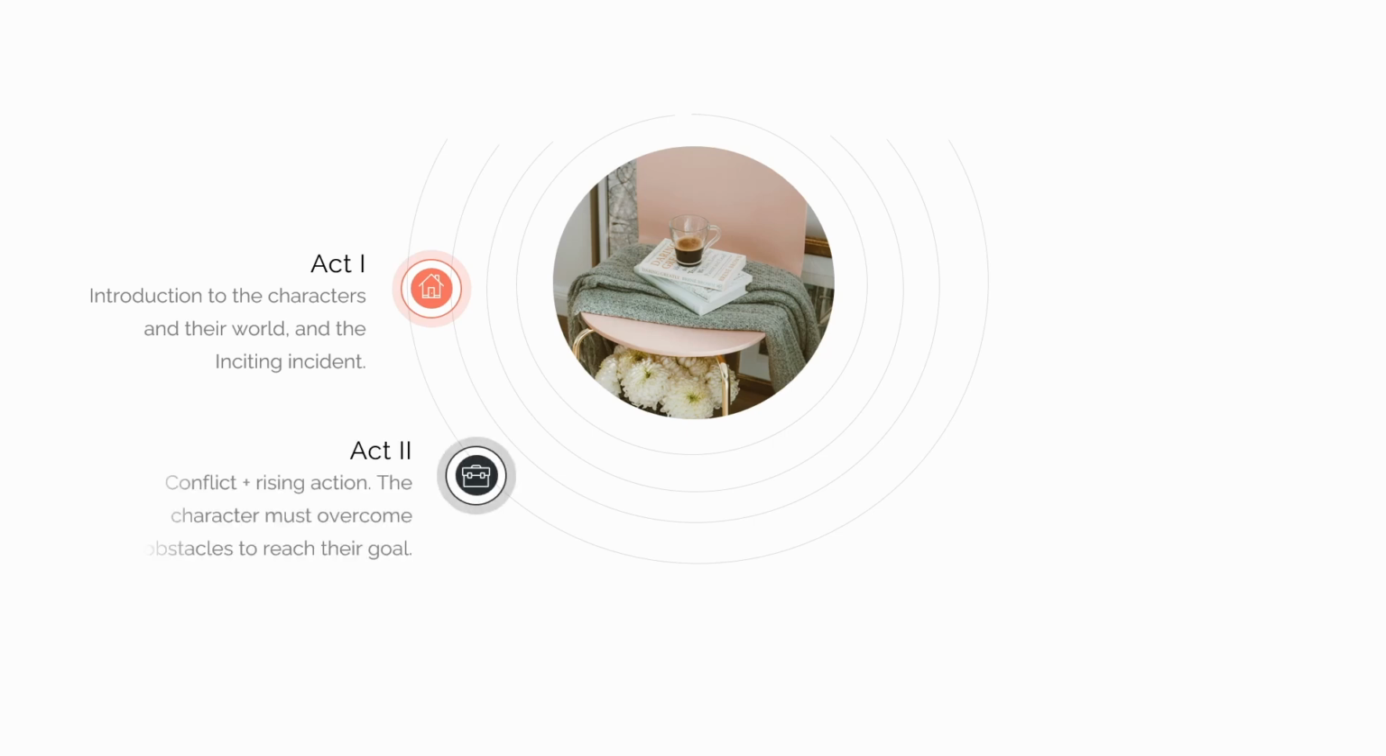So now we want to talk about the 5-act system. And actually the 5-act system is just the 3-act system split up into more acts, but it's actually the same thing. So if we look at it, Act 1 is the introduction to the characters and the inciting incident. Okay, same thing. And then we have Act 2, the conflict and rising action, which is the character must overcome obstacles to reach their goal. So before that, we called that the middle. Now it's in Act 2.